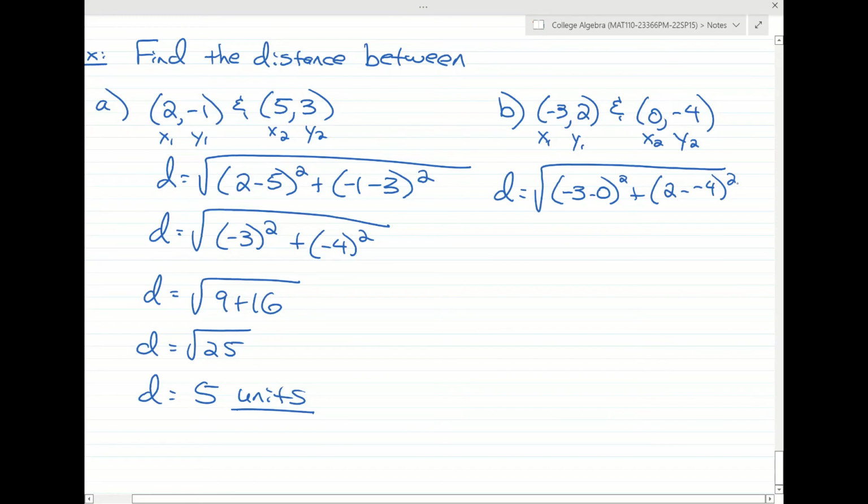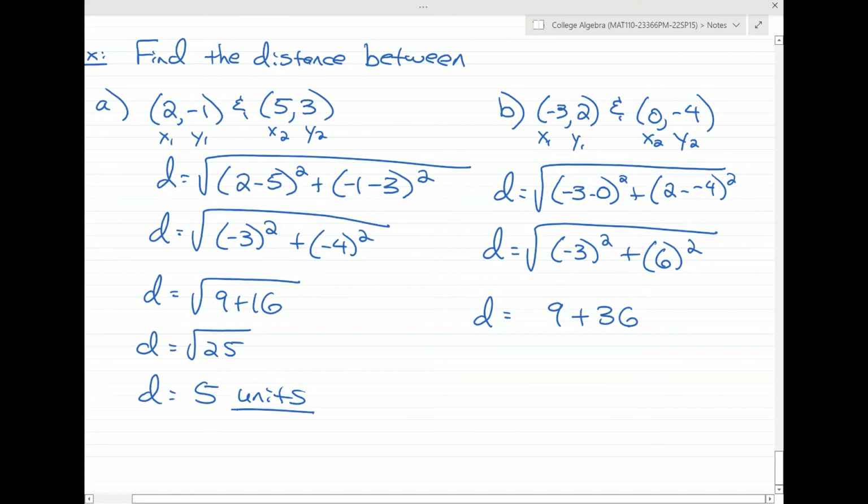Remember, you're subtracting, so if you subtract the negative, it just turns into a plus. Negative 3 minus 0 is just negative 3 squared. 2 plus 4 is 6. 9 plus 36 is 45.